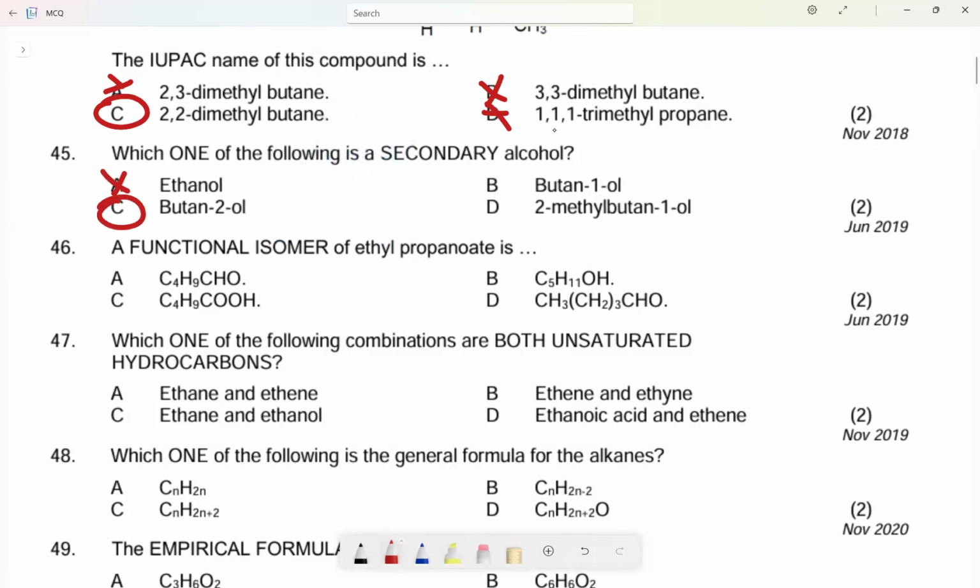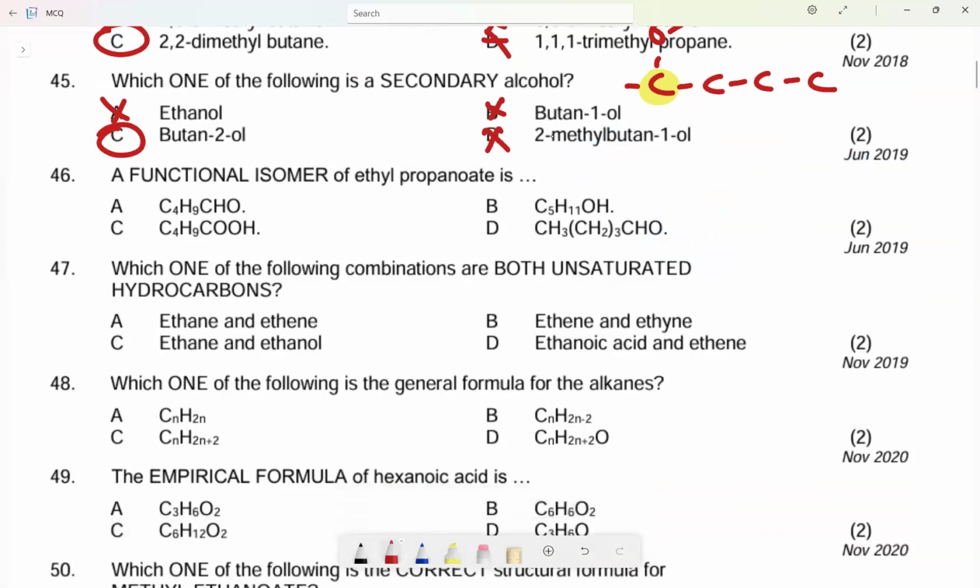Let's look at butan-1-ol. Butan-1-ol is 1, 2, 3, 4, but the OH is on carbon number 1. Can you see the carbon bonded to the hydroxyl, which I call the king, is bonded to only 1 carbon? So this one, no. 2-methylbutan-2-ol: butane 1, 2, 3, 4, then 2-methyl. I know, it is also a primary. Okay, yes.